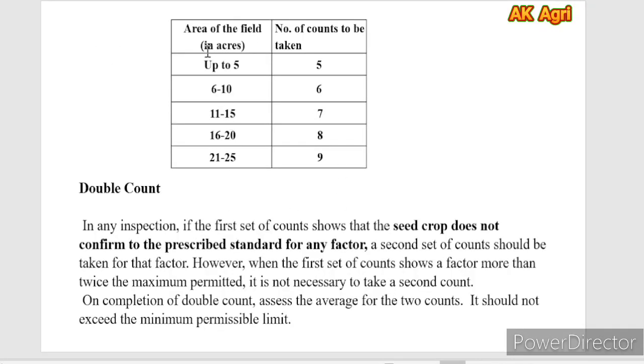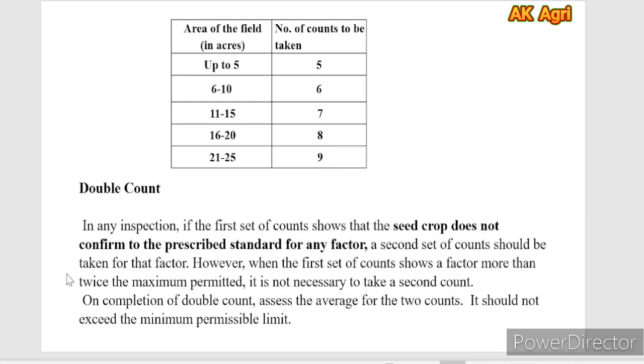You can see here, up to 5 acres of land, the field inspector has to take a minimum of 5 counts. For an additional 5 acres, that is 6 to 10, one additional count should be taken by the field inspector. So in case of 6 to 10 acres of land, the field inspector has to take 6 counts. For 11 to 15 acres of land, it is 7 counts. 16 to 20 acres, it is 8 counts. And if I have 21 to 25 acres of land, then the field inspector has to take 9 counts. And so on. So this is about the field count.